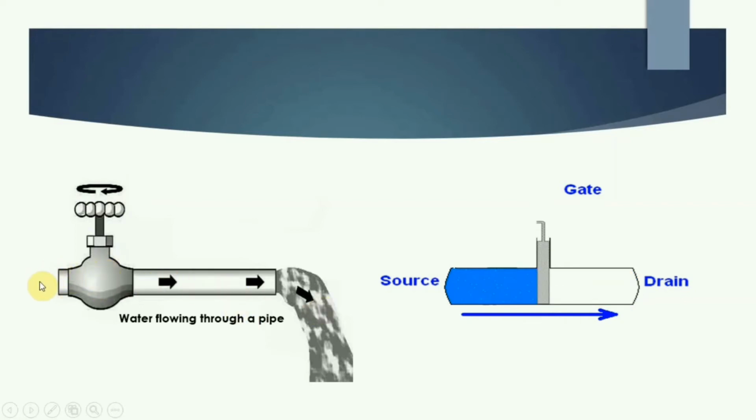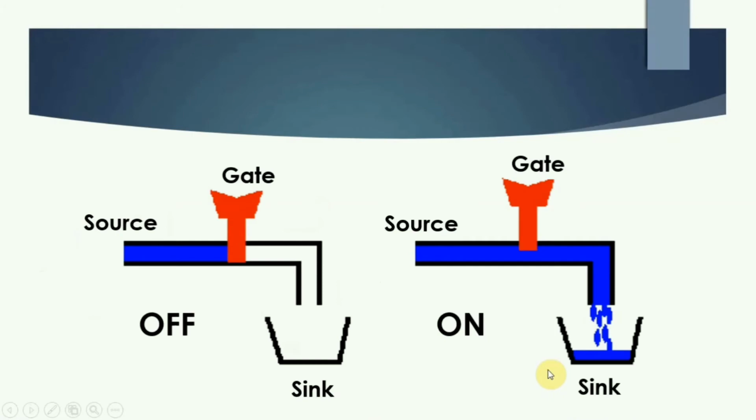We can call this point a source of water, this point as a sink or drain point, and this point as a gate that controls the flow of water. This is the simplified view of water tap mechanism discussed earlier. In this diagram, as you can see, if the gate is down, the path is blocked and water cannot flow from source to sink. And if the gate is up, then there is a path for the water to flow from source to sink. Now let's try to build a device which will be working the same way as this water tap mechanism.